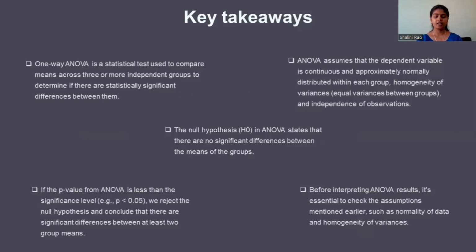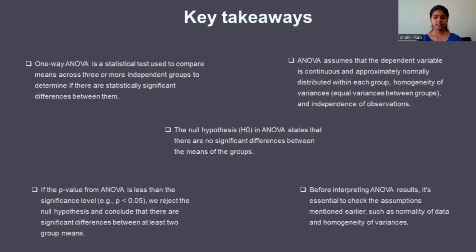Summarizing the previous slides, one-way ANOVA is a statistical test used to compare means across three or more independent groups to determine if there are statistically significant differences between them. ANOVA assumes that the dependent variable is continuous and approximately normally distributed within each group, homogeneity of variances, equal variances between groups, and independence of observations.